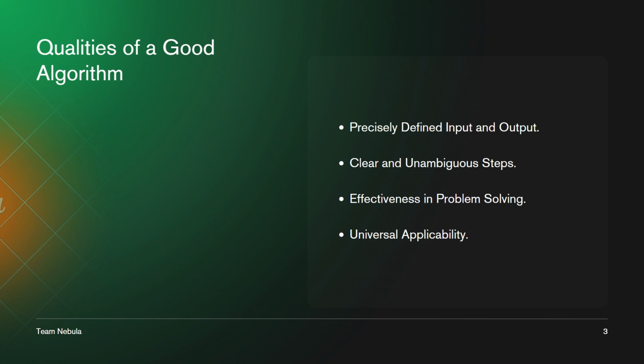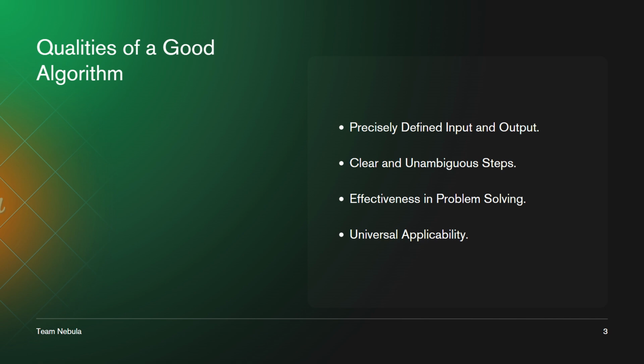Qualities of a good algorithm. A good algorithm possesses specific qualities that ensure its effectiveness and usefulness. Let's explore these qualities. Precisely defined input and output. A well-defined algorithm clearly states what inputs it expects and what output it will produce. This clarity is essential for accurate problem solving. Clear and unambiguous steps. Each step in an algorithm should be crystal clear and unambiguous. Ambiguity can lead to confusion, making the algorithm difficult to follow.